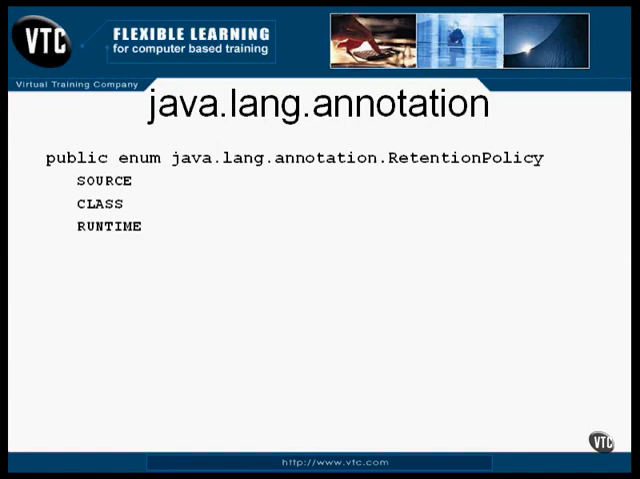The RUNTIME selection causes the annotation to be retained in such a way that it is available inside the running version of the class. The Retention annotation contains only one value, the value of a retention policy. If you don't specify a retention, it defaults to the CLASS value. That means that about the only time you will use one of these is to specify RUNTIME to make the annotation available programmatically.